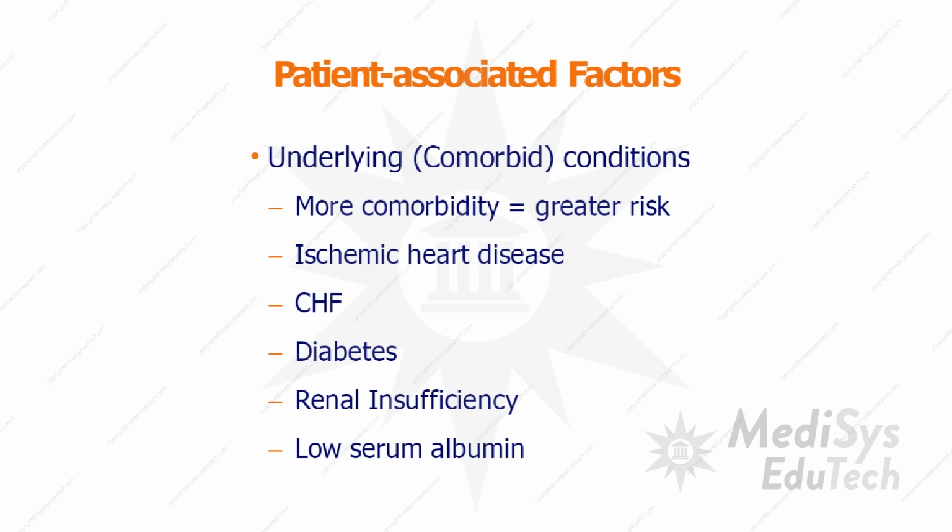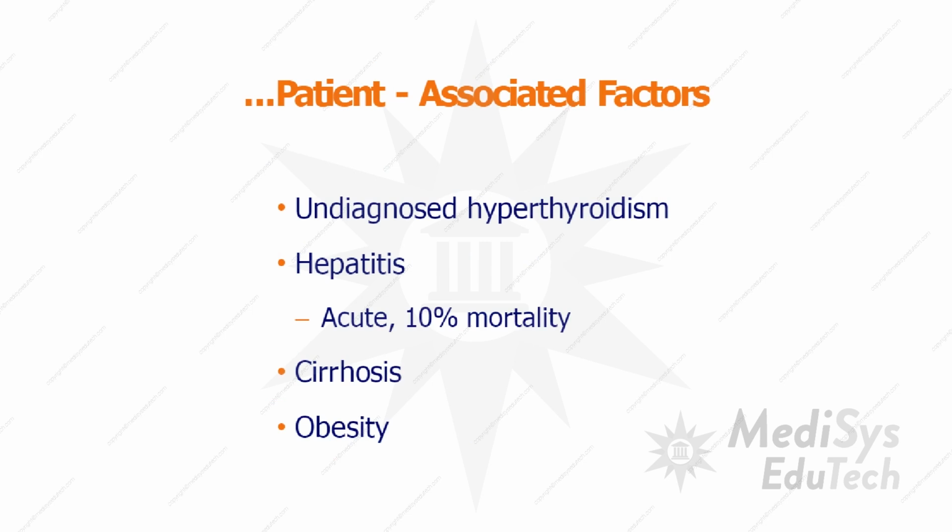So what are the patient associated factors that put the patient at high risk before taking the patient for non-cardiac surgery? That is mainly the underlying comorbid conditions. The more comorbidity, the greater the risk for a perioperative cardiovascular event: ischemic heart disease, congestive heart failure, diabetes, renal failure. If there is liver failure, cirrhosis leading to low serum albumin, if there is undiagnosed hyperthyroidism, hepatitis, cirrhosis, I told you, and obesity.